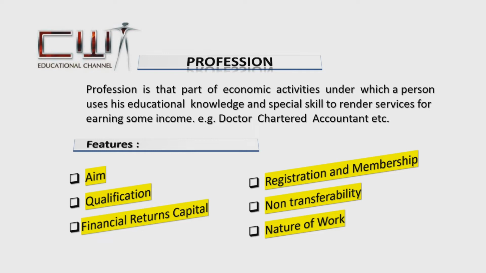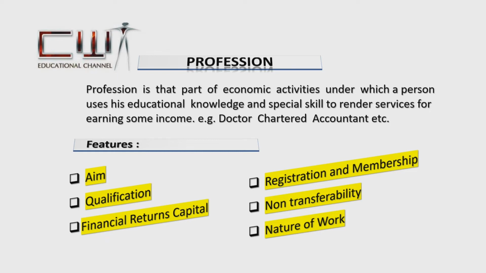So the features of profession can be then understood from various aspects. The aim of the profession is to earn some income. So profession requires that the basic goal of getting that educational knowledge and skill is to get some income. For example, a doctor gets his consulting fees, chartered accountant gets his fees for audit, accounting.